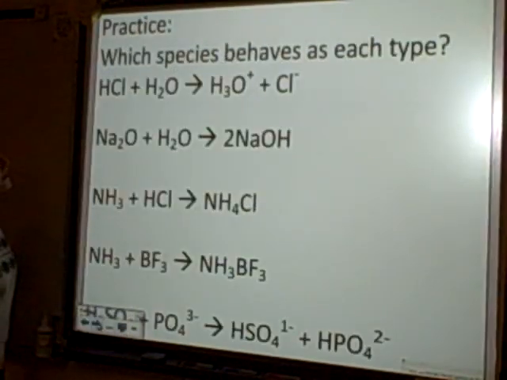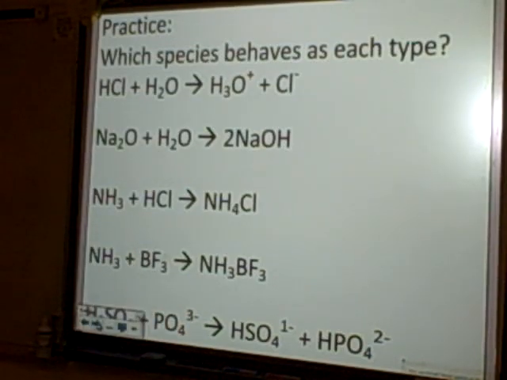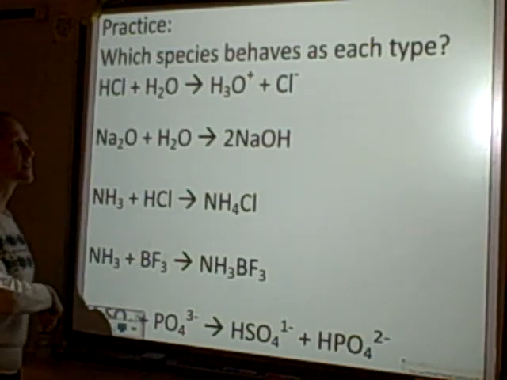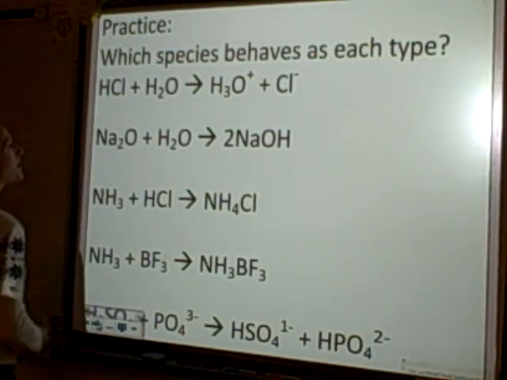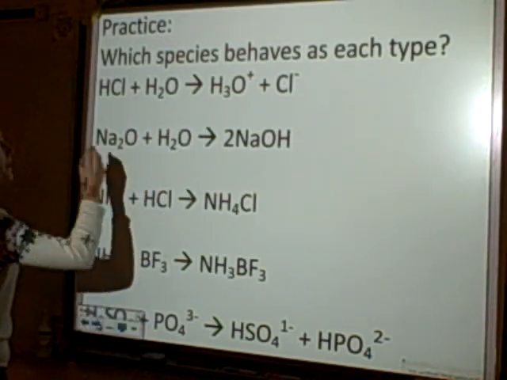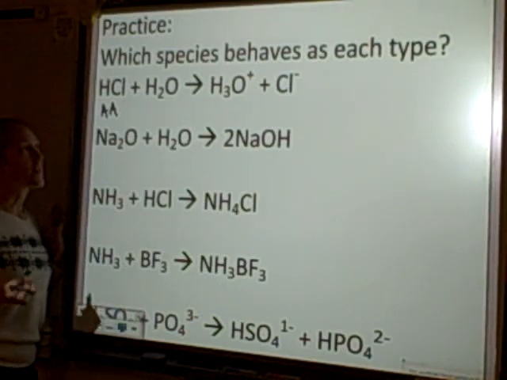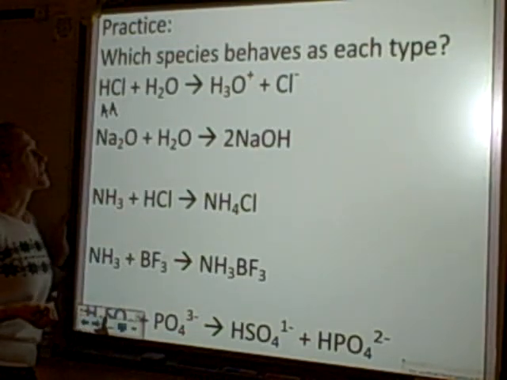So let's look at some examples. I want to see which species is behaving as each. I'm going to start with the most specific, because I know if it's Arrhenius, it's also Bronsted and it's Lewis. So here I have hydrochloric acid making H3O hydronium ion. So I know this is an Arrhenius acid.